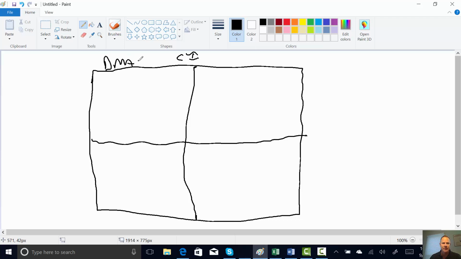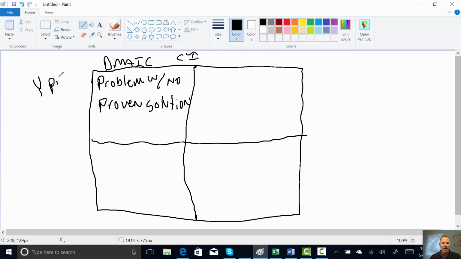First is DMAIC. All right, and what do you use DMAIC for? You use it for problems with no proven solution. Okay, so DMAIC is for problems with no proven solution. The Y for DMAIC is the problem, and the X is the cause. All right, so the Y is the problem and the X is the cause. There's a famous saying, those who do, and those who don't teach. Well, I believe those who teach do it better.